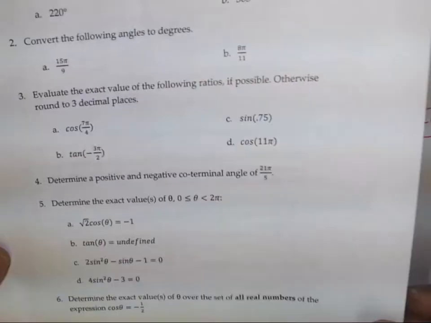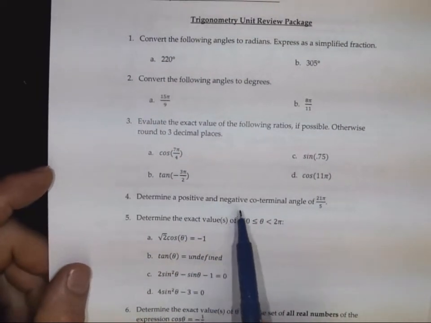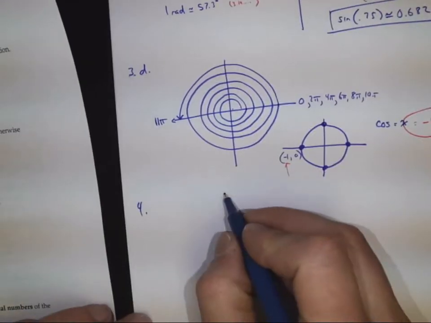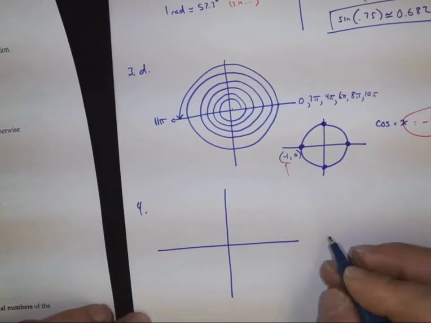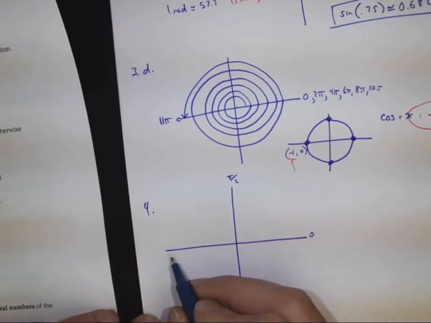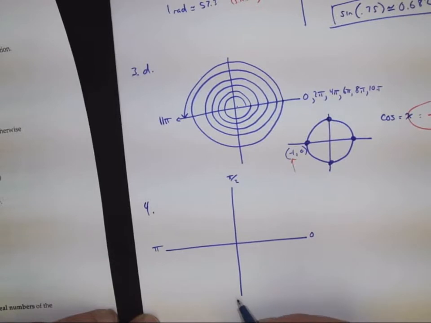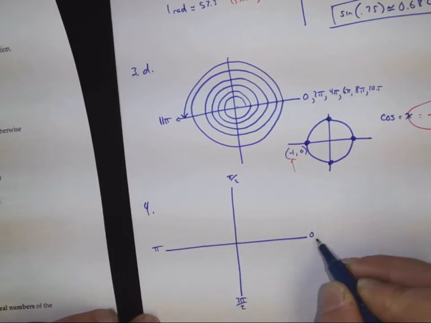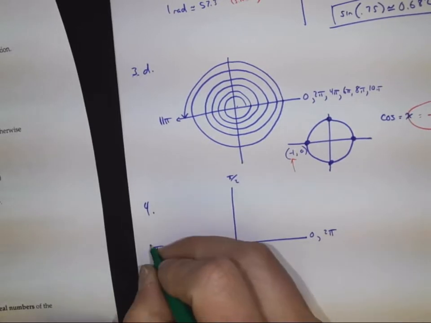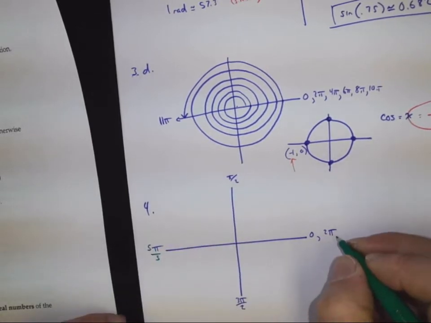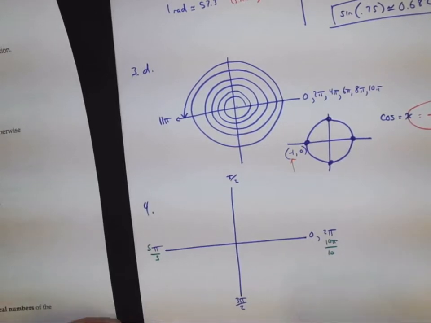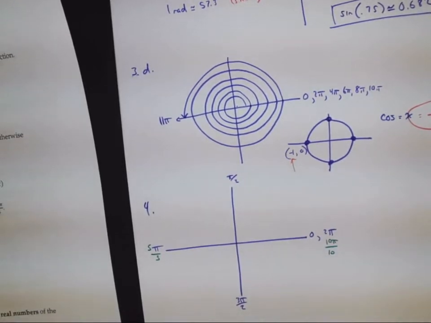So moving on. We're going to find a positive and a negative coterminal angle of 21 pi over 5. So the first thing we should do again is graph this angle. So this is 0, pi over 2, pi, 3 pi by 2, and 2 pi. And I can write pi as 5 pi over 5, and I can write 2 pi as 10 pi over 5. That helps me see how to graph this thing.